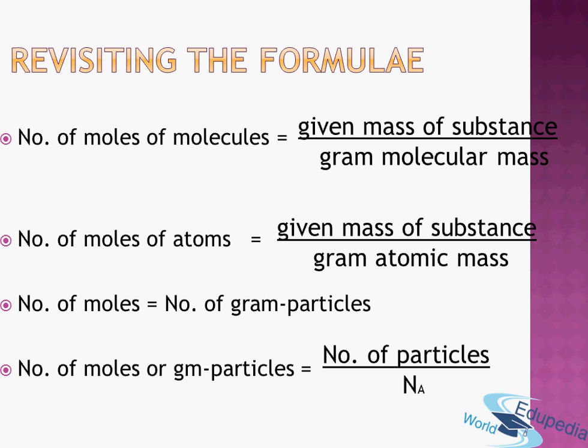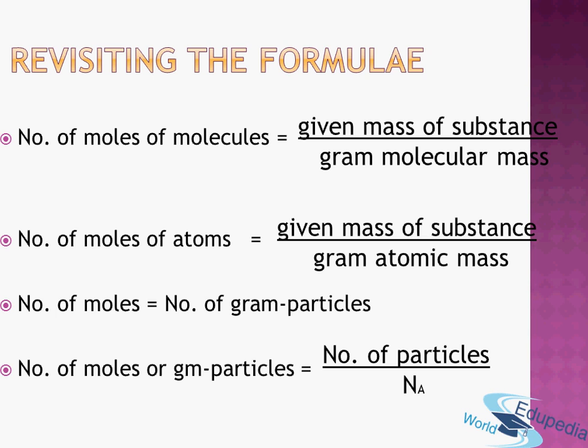Instead of always using unitary method, you can use this last formula. Number of moles or number of gram particles can be calculated using the formula number of particles divided by Avogadro's number. This is just a result of cross multiplication of the unitary method. So you can directly remember the formula or use the unitary method if you are comfortable with that. Number of particles divided by Na will always give us number of moles of those particles.